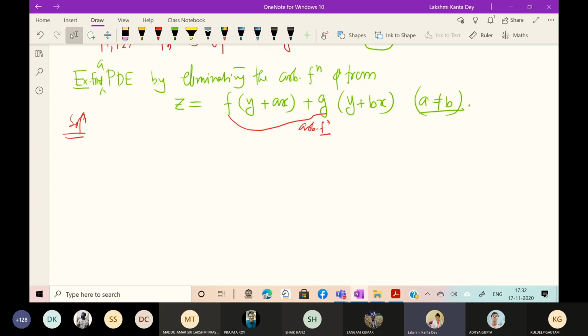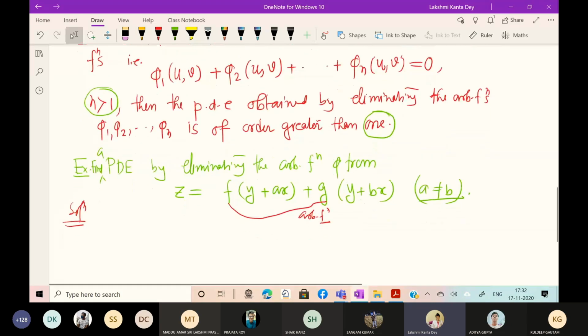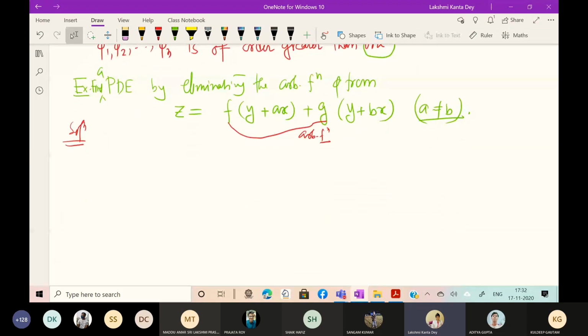Okay, so how can it be done? Definitely in this case, as from the remark, the order of the partial differential equation will be more than one. Naturally, if you try to see whether it is possible to find a partial differential equation by eliminating f and g whose order is 1, it is not possible. Definitely we have to go for higher derivatives. So what will we try? We will try to find the second derivatives, mixed partial derivative, zxx, zyy like that.